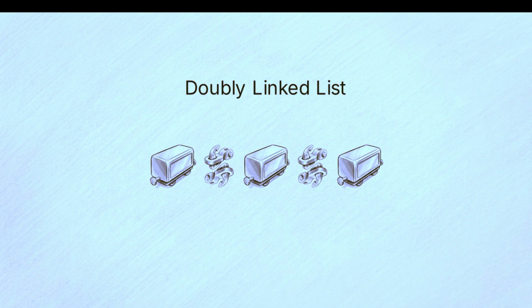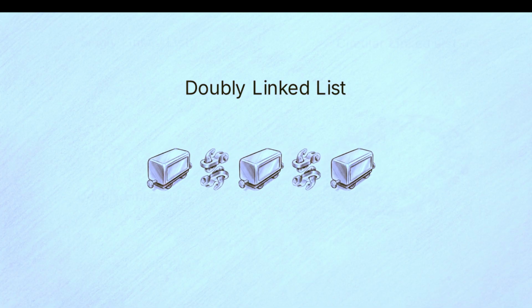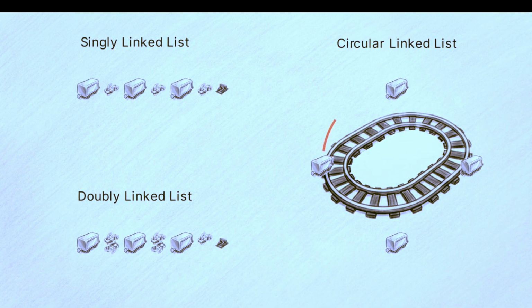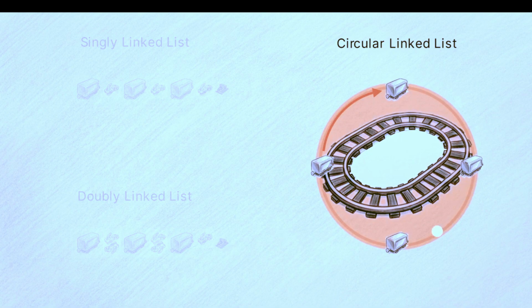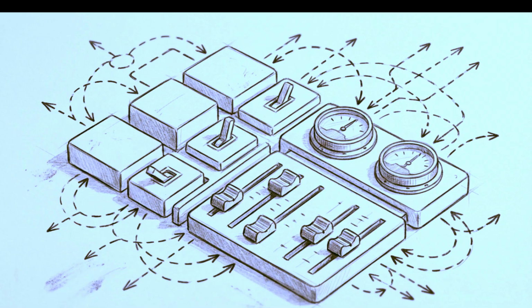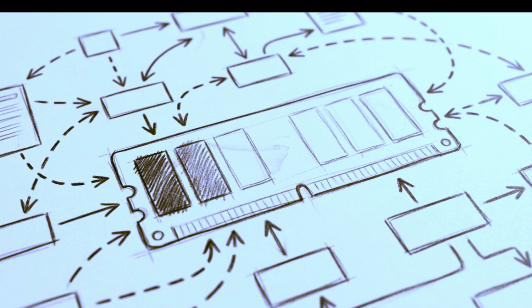If you add a second mechanical hook to the front of every train, you get a doubly linked list. This grants developers the ability to traverse the data backward as well as forward. And if you take that final dead-end pointer and loop it all the way back to the very first engine, you get a circular linked list, allowing the system to cycle through the data continuously. Adding these extra hooks gives you more navigational control, but it comes with a trade-off. Every new pointer you add consumes a little bit more of the computer's available memory.